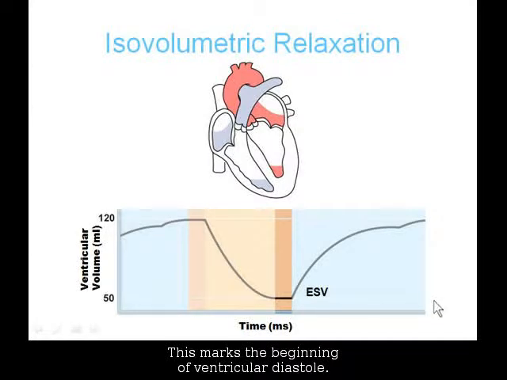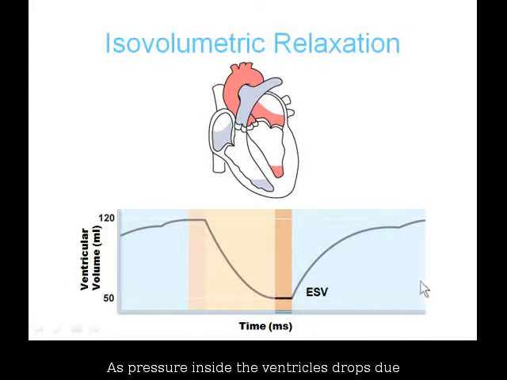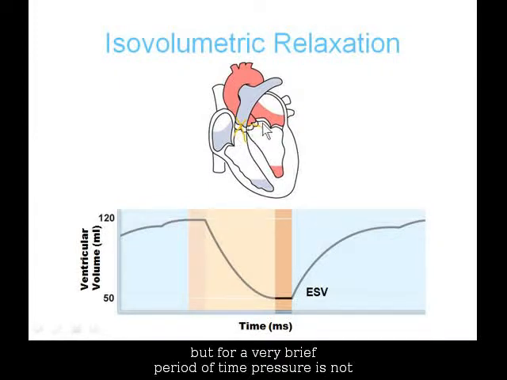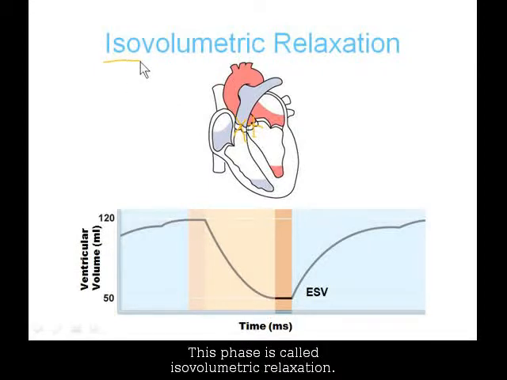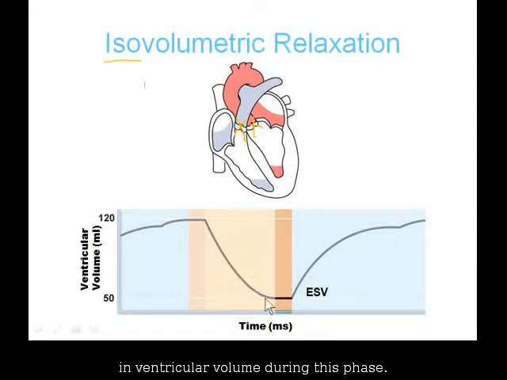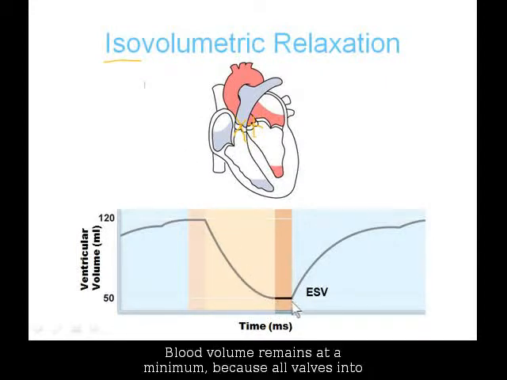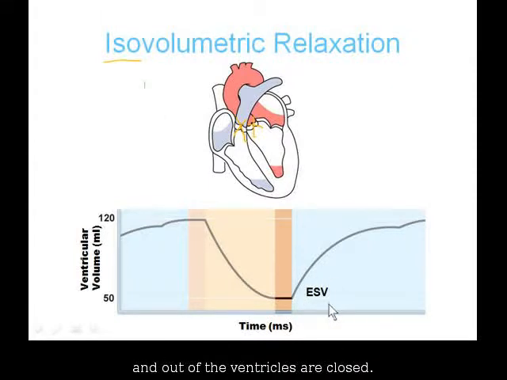This marks the beginning of ventricular diastole. As pressure inside the ventricles drops due to relaxation, the semilunar valves shut, but for a very brief period of time, pressure is not yet low enough in the ventricles to open the AV valves. So the volume of the ventricles remains constant. This phase is called isovolumetric relaxation. Notice there is no change in ventricular volume during this phase. Blood volume remains at a minimum because all valves into and out of the ventricles are closed.